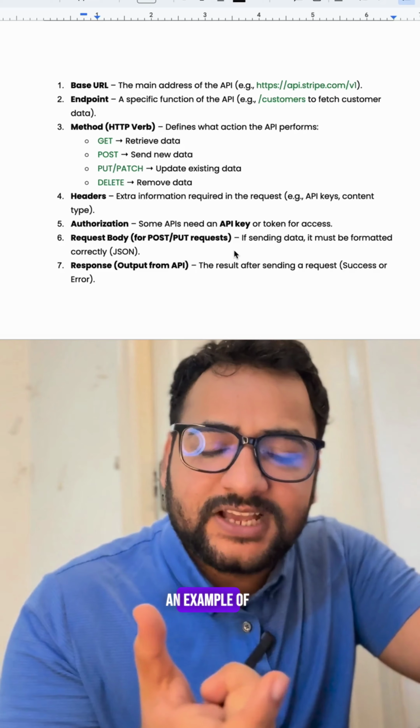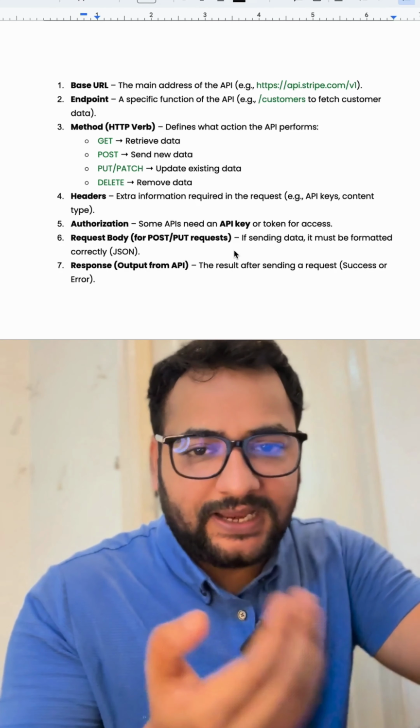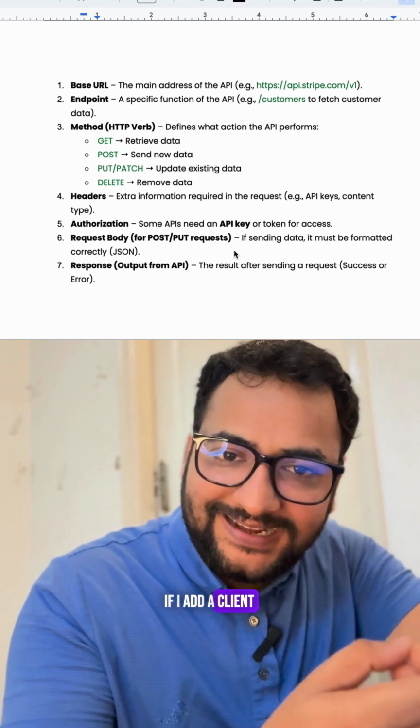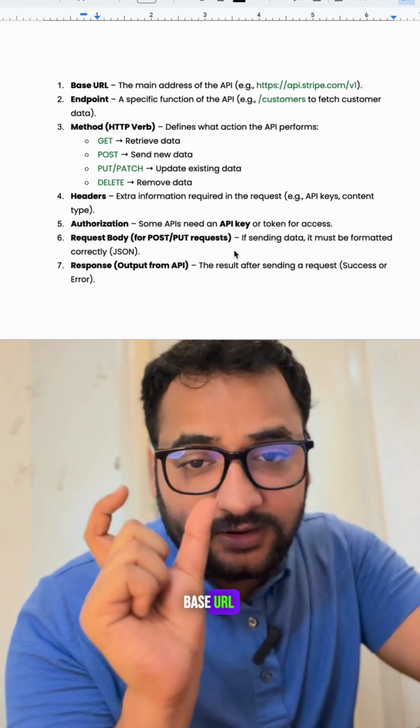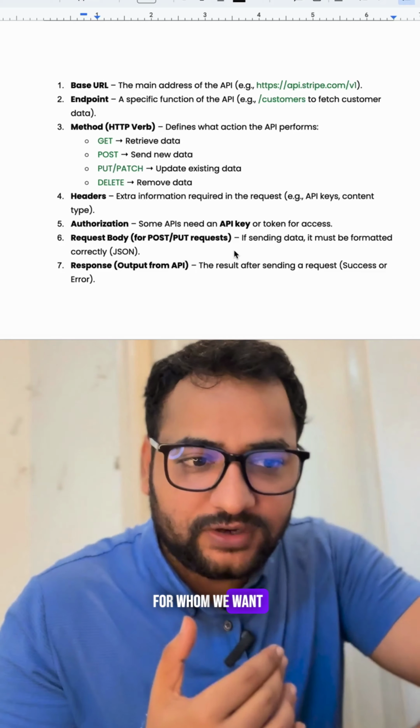Here we have taken an example of Stripe. V1 is version 1. If I add customers, I'll get customer data. If I add a client, I'll get client data. Base URL is the hotel's address, endpoints are the different rooms for whom we want the data.